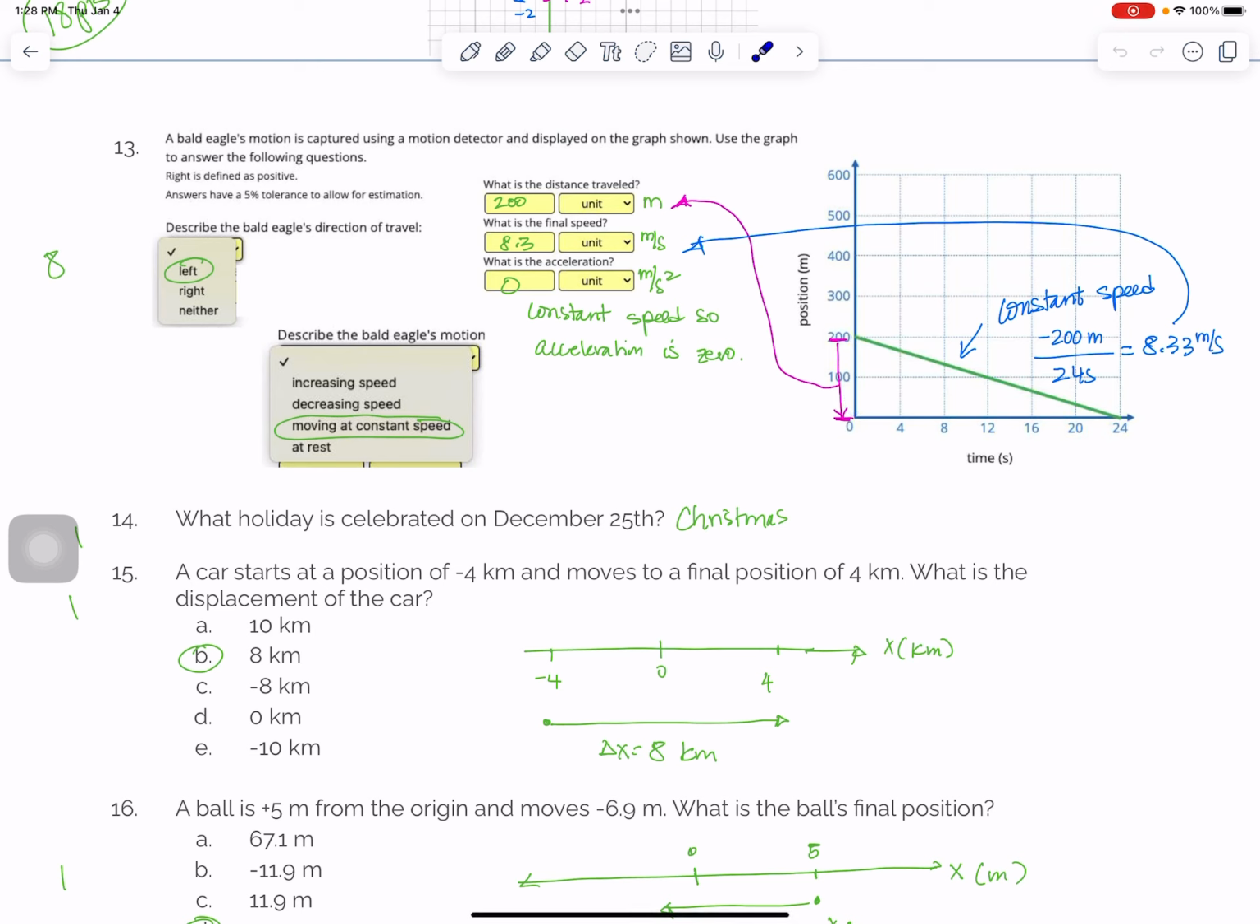Final speed: speed is going to be constant because this is a straight line on position versus time. So we take our total distance, which is -200, divided by our time, which is 24 seconds. We just read that off the graph. 200 divided by 24 is 8.33. Because they were asking speed, the negative didn't matter. Our speed is constant, it's a straight line on position versus time, and so acceleration is 0.